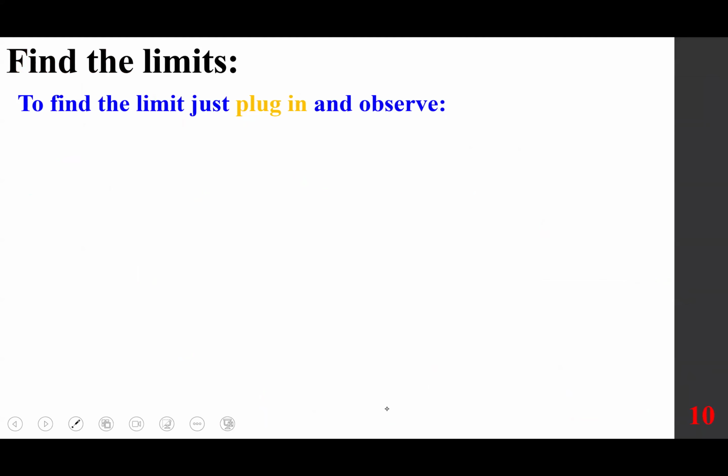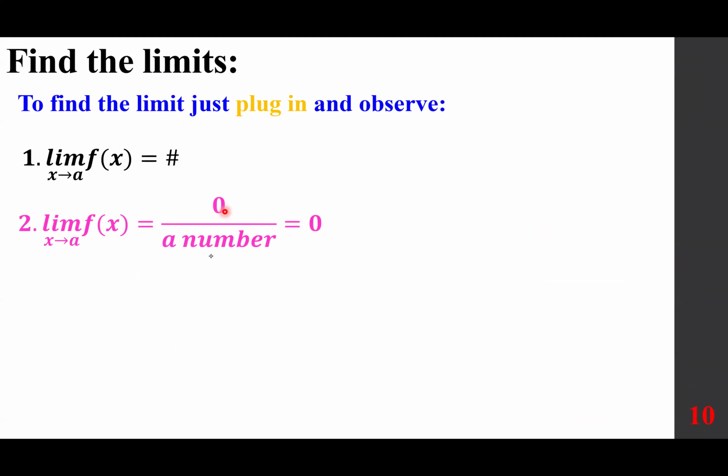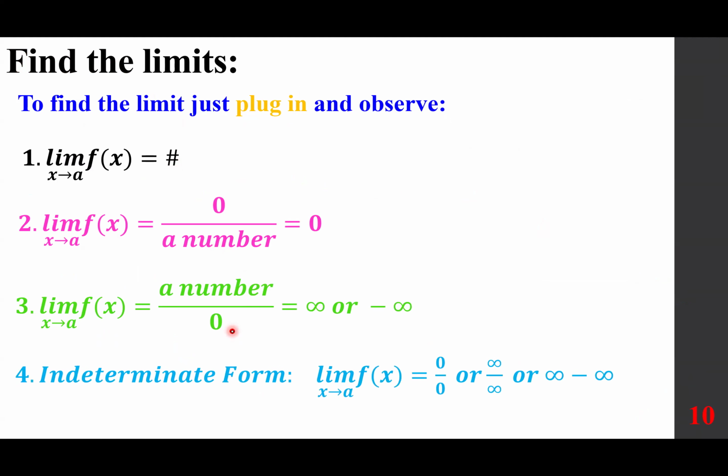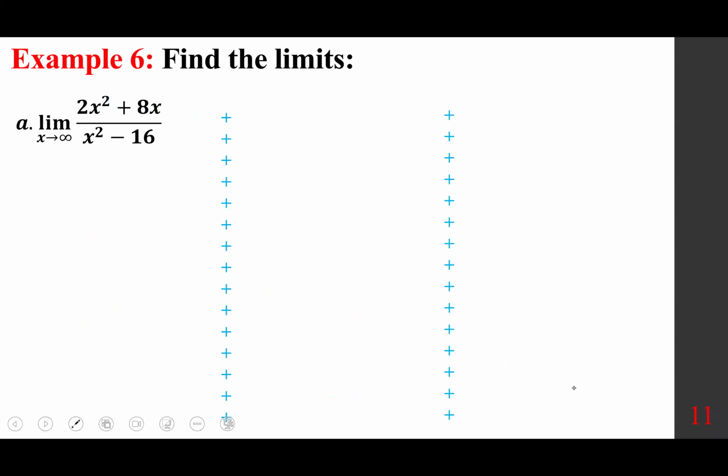If you want to find the limit, you plug in. What happens? You get to a number. You're done. You get to 0 over any number other than 0, the answer is 0. You get to a number over 0, that's either infinity or negative infinity. And most of the time in calculus, we end up with indeterminate forms of 0 over 0, infinity over infinity, or infinity minus infinity. So what happens here if we plug in, I hope you realize this is infinity over infinity.